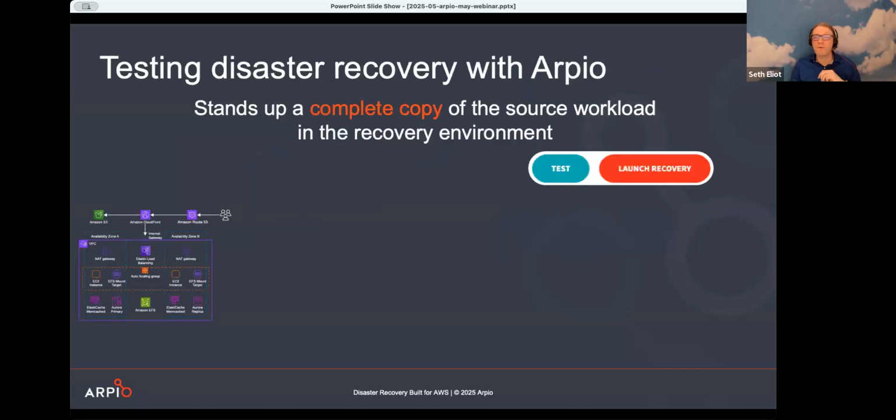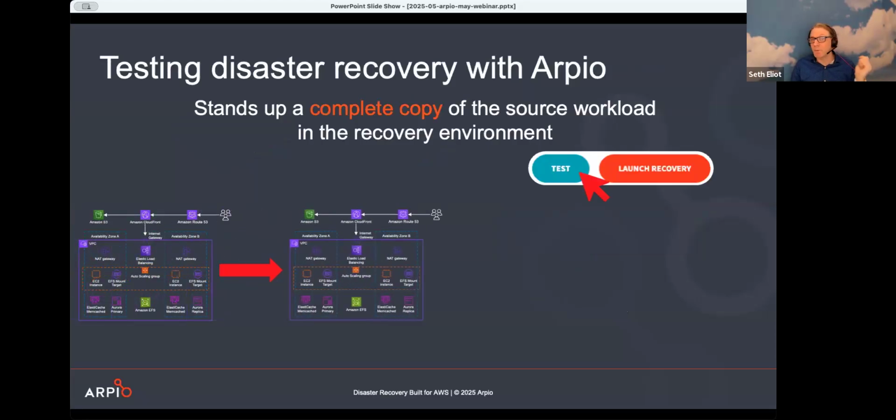Okay, this looks sort of familiar to before, right? This is the first slide I showed you. Set up a complete copy of your source workload. The difference is there's no big red X, okay? When we're testing, we're standing up a complete recovery copy of your primary workload in your recovery environment, but there's no red X in the primary. You're still running out of the primary. Everything's happy there.